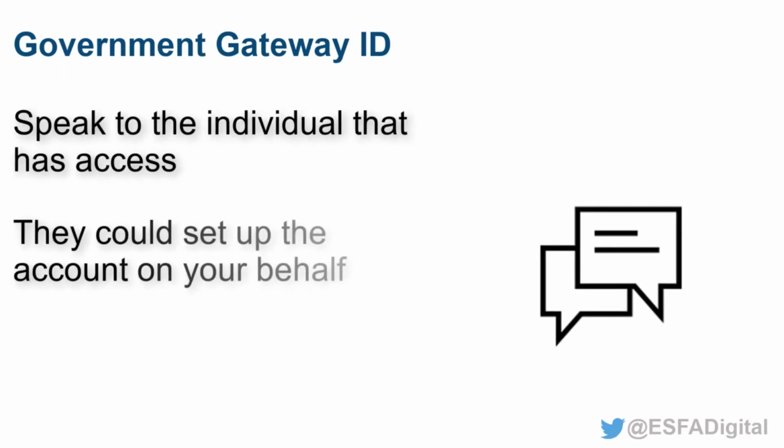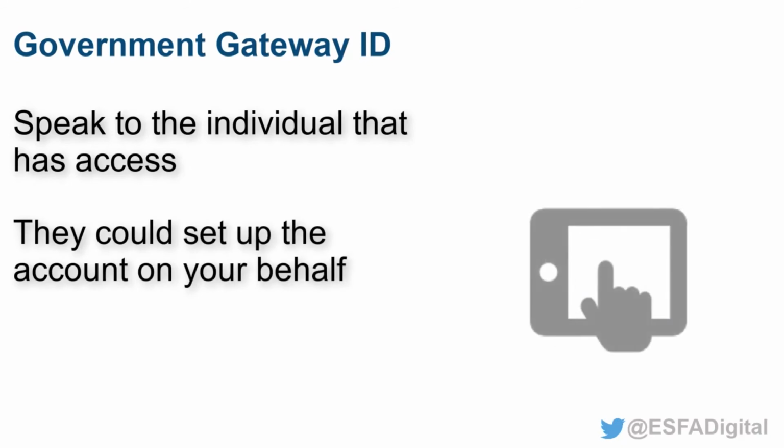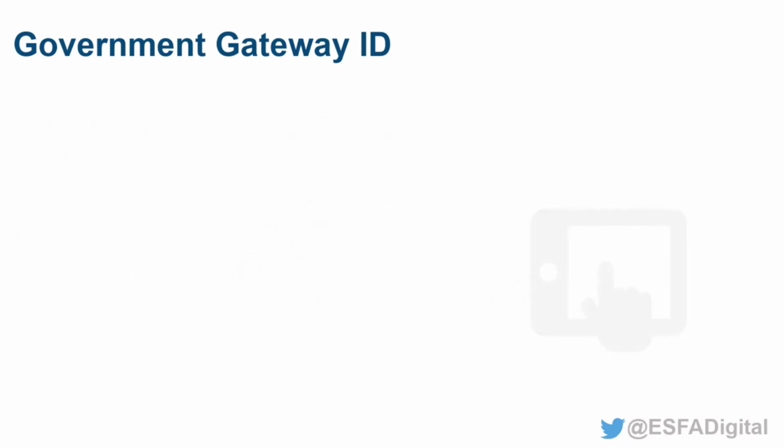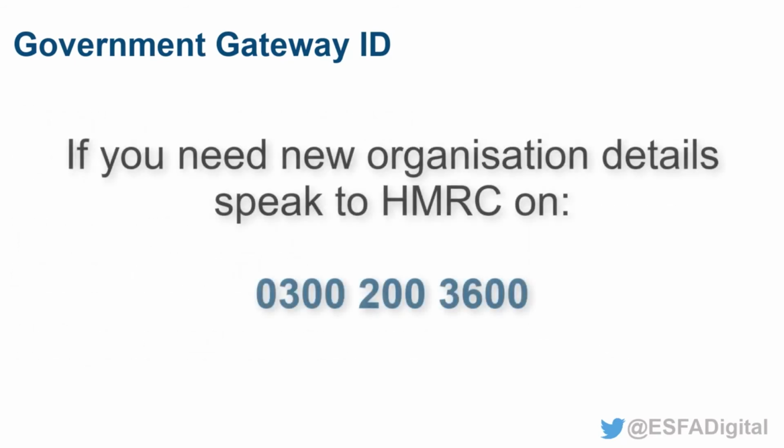They could set up the account on your behalf, then add you as an account user to manage it on a day-to-day basis. If you need new organisation gateway details, you need to speak to HMRC on 0300 200 3600. Please allow plenty of time for new details to be sent to you.